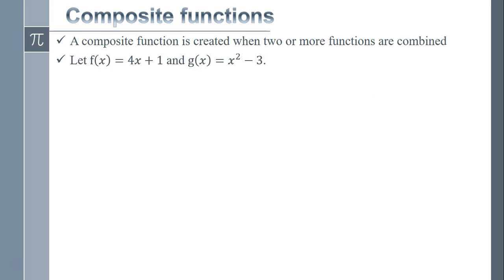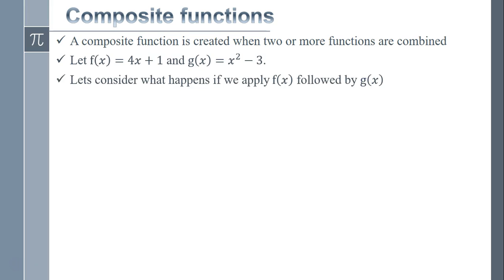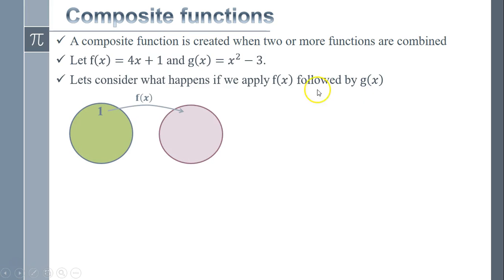There's a couple of functions that we've been referring to throughout these videos, two nice and simple ones. So let's just have a look at what happens if we apply f of x, and then we're going to follow that with g of x. So here we go. If I take the value of 1, stick it into f of x, out pops 5. And then I take my value of 5, put it into g of x. So this value here is going to be g of 5, and g of 5 is 25 minus 3, which is 22, which is all fairly straightforward.